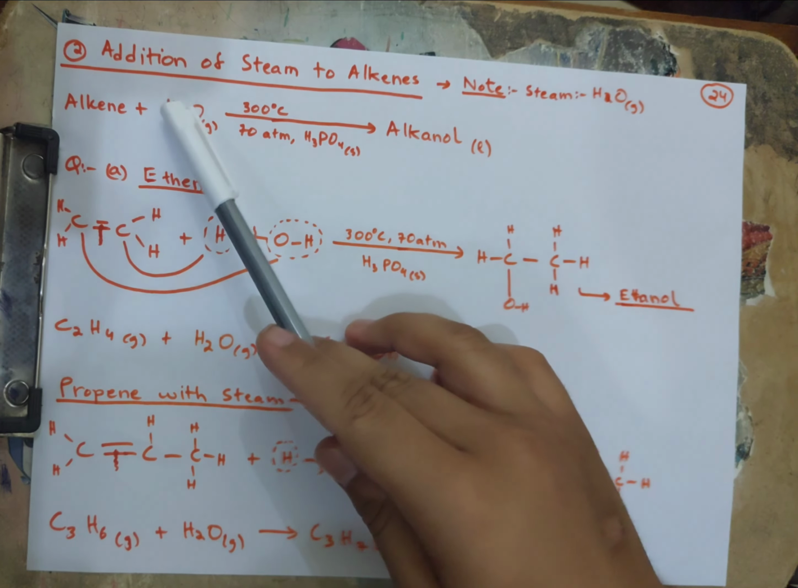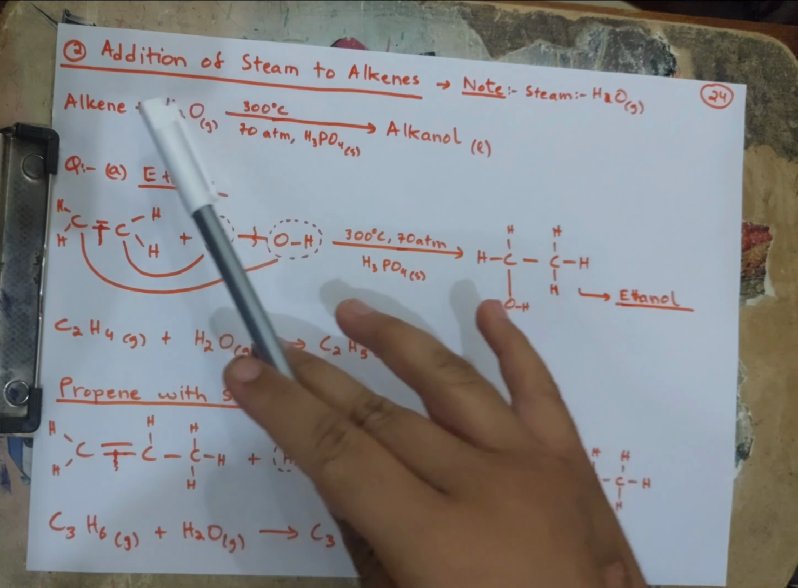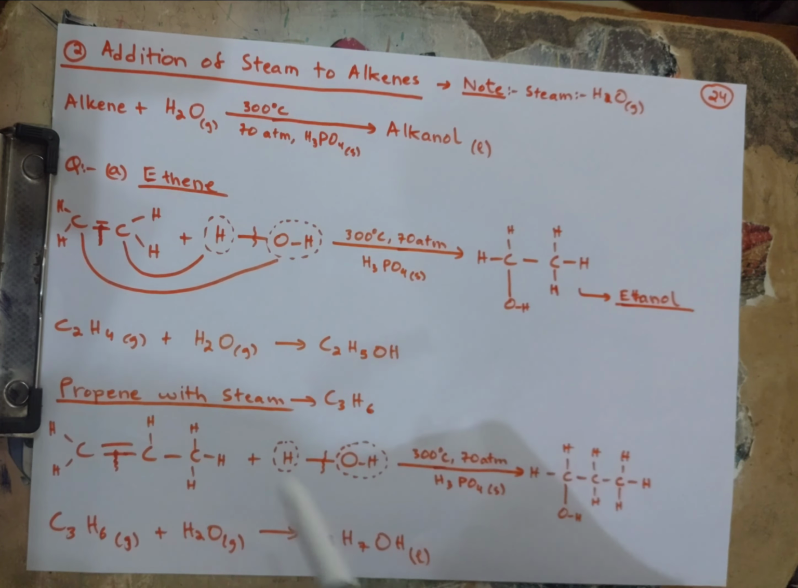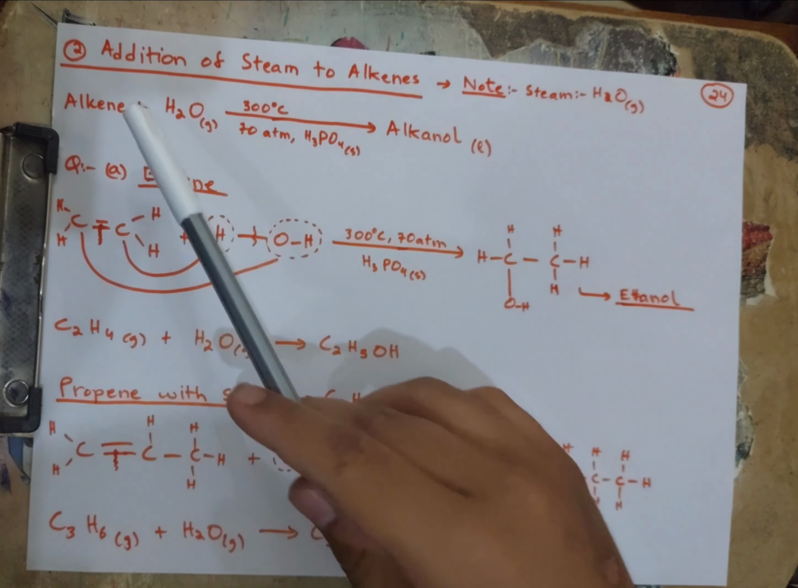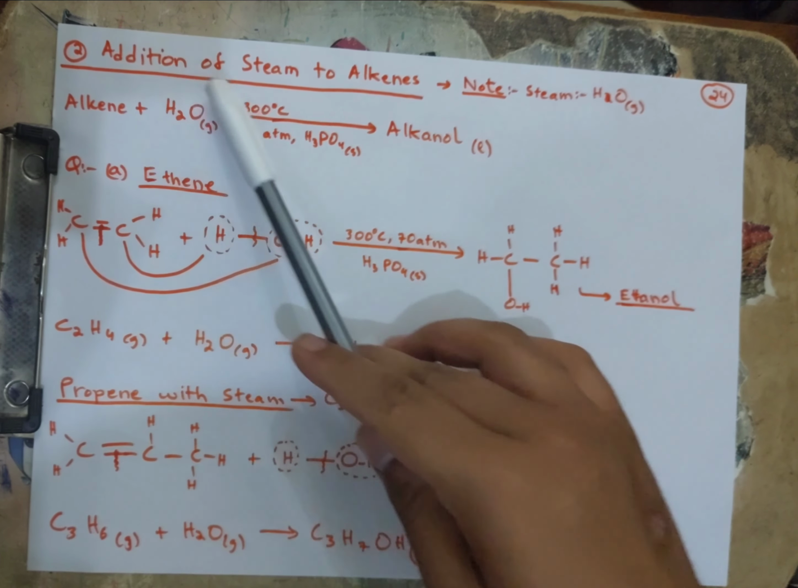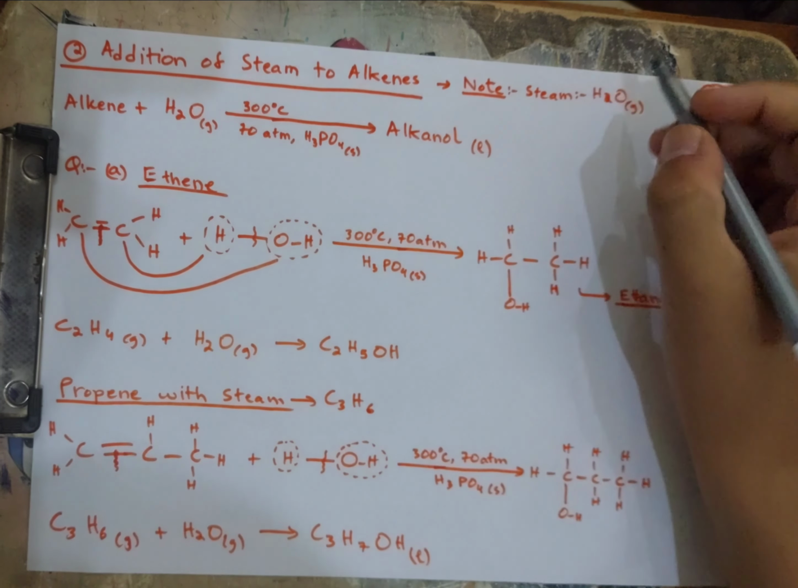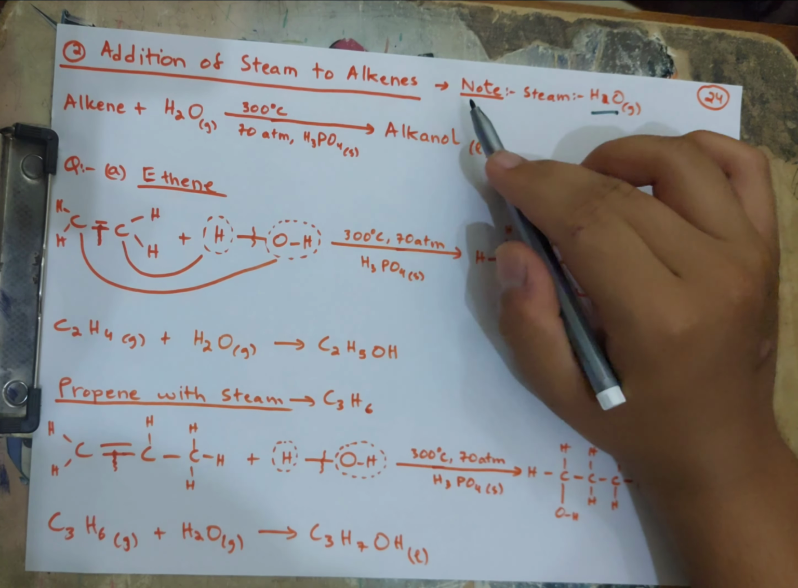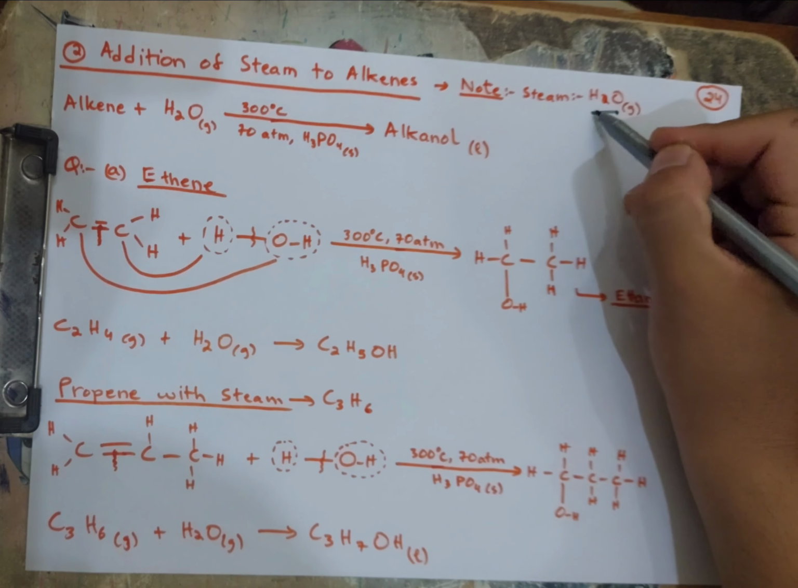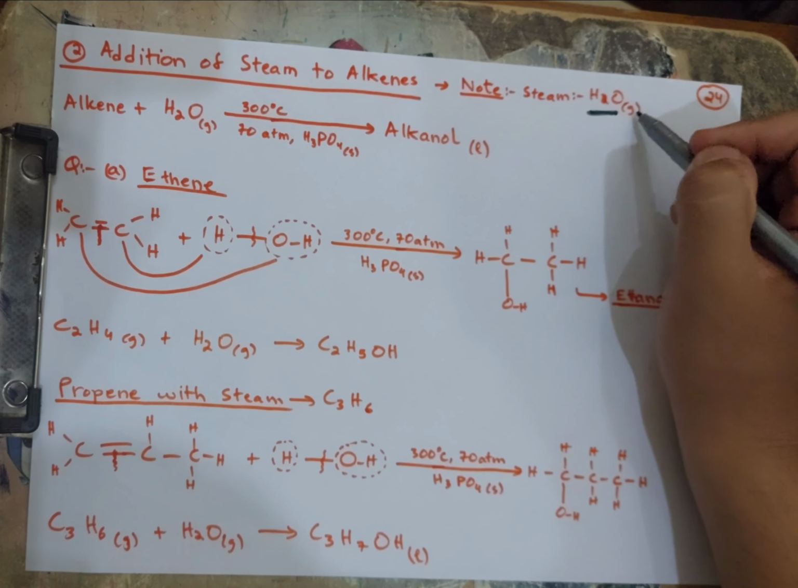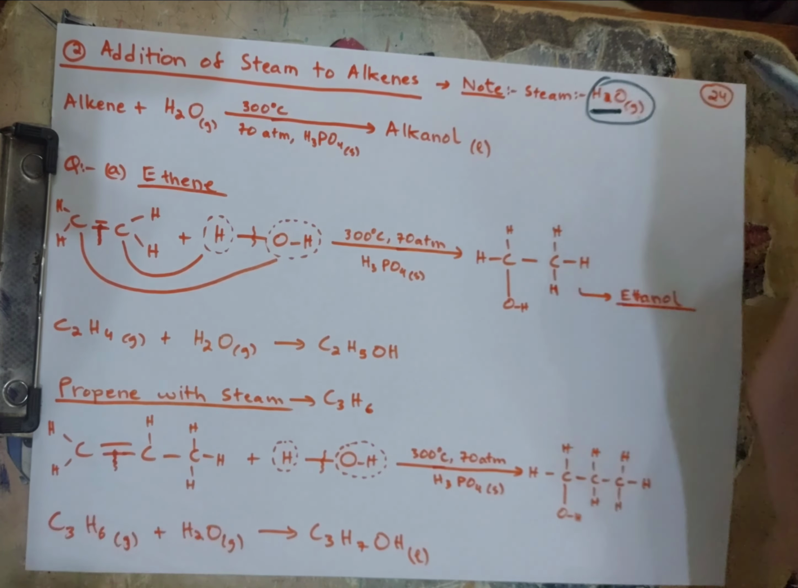Now coming to the second one, we are done with the first one, which was addition of hydrogen to alkenes. Now coming to the second one, which is addition of steam to alkenes. Steam is actually H2O, the vapor form of water, so we take H2O not in liquid form, we take it in gas form.